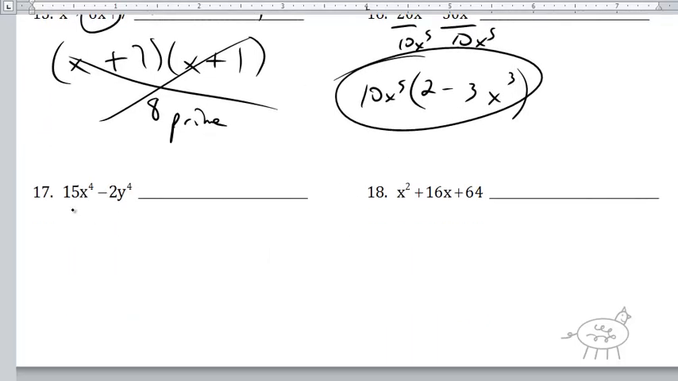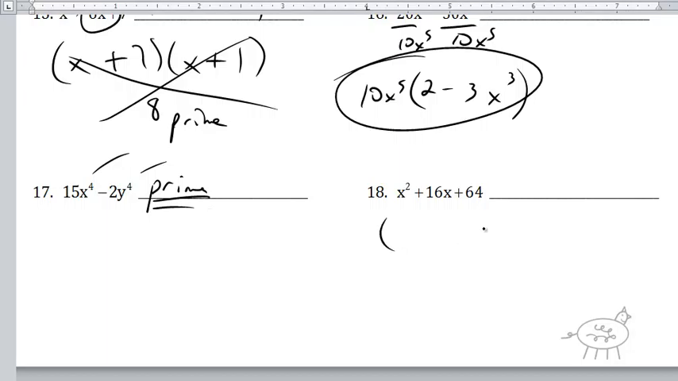Next one is definitely a greatest common factor. Where is it? Nothing goes into 15 and 2. Not a perfect square, minus sign. This one has an x to the fourth, that has an x to the fourth. This one's actually prime. Can't do anything with it.